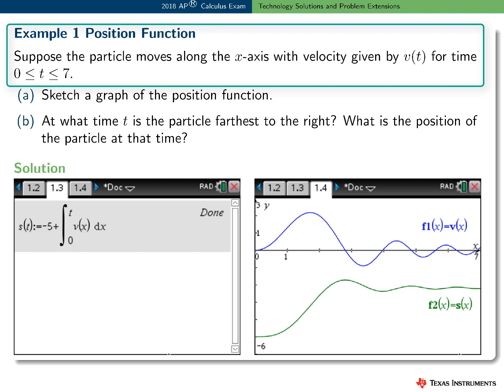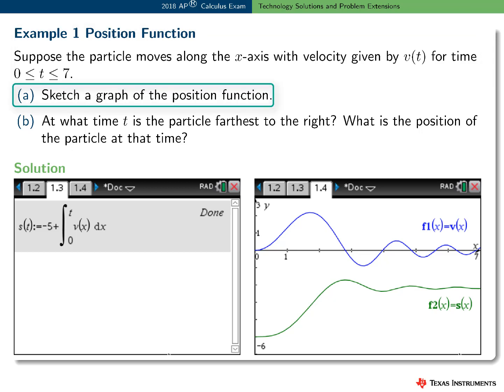Here's an example using some of the information given in this free response question. Suppose the particle moves along the x-axis with velocity given by the same function v, but now on the time interval 0 to 7. And let's assume the particle is still at position x = minus 5 at time t = 0.